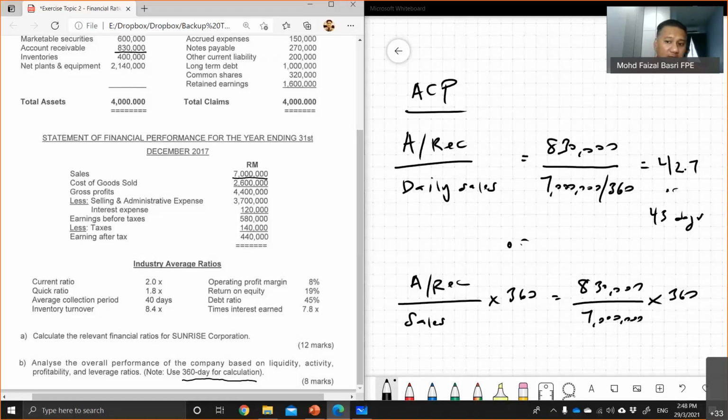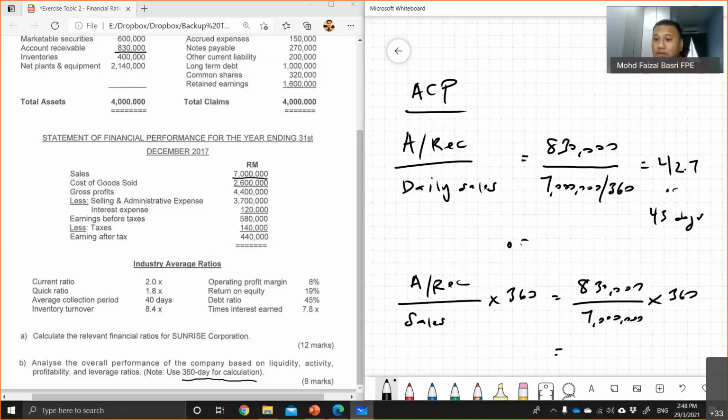Is that clear? Okay, so doctor, it will be the same answer. So you can use either one. Both will be considered correct. Okay. So that's our first ratio under the category of activity ratio.